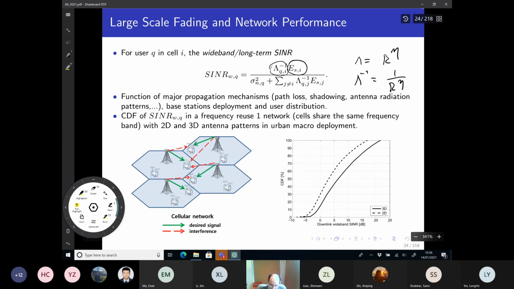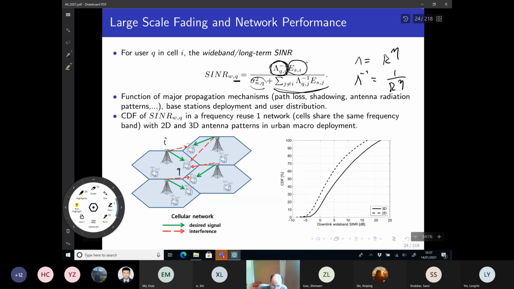But this is essentially characterized, taking into account only the shadowing and the path loss of the signal strength, of your desired signal strength. And then at the denominator, you have the noise, and you have all the interference that you can have from other transmitters. So for instance, here, let's imagine that my user Q is this one. This is my user Q, and is in cell I. This is my cell I.